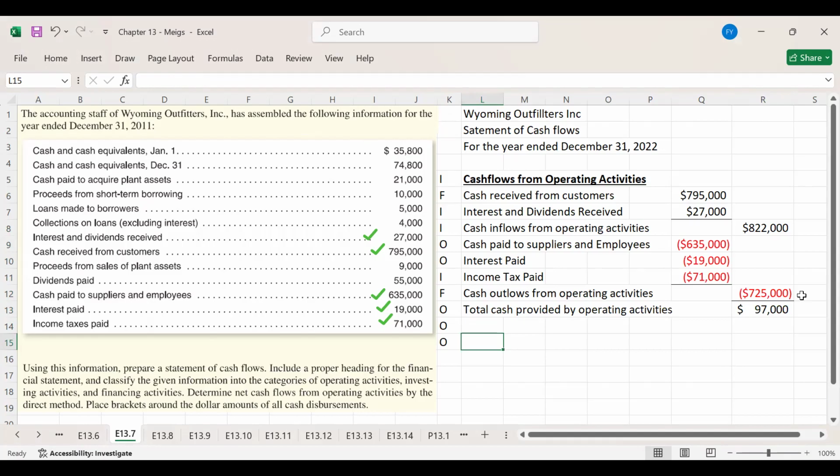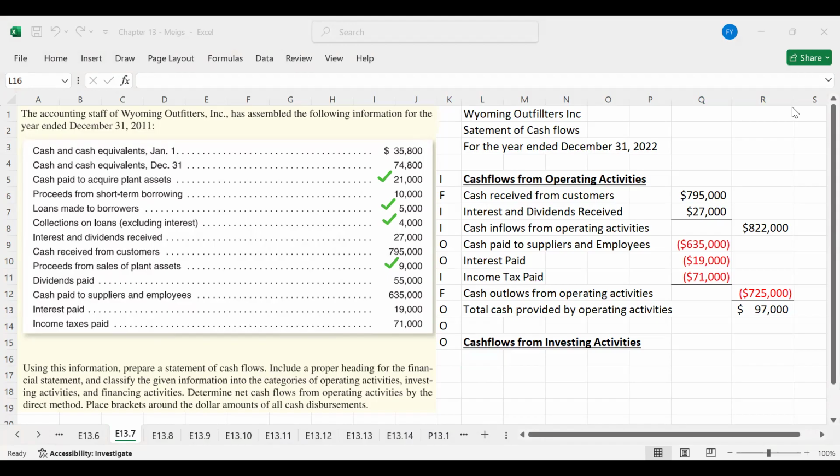Next, we are going to calculate cash flows from investing activities. Cash flows from investing activities include the cash paid to acquire plant assets. Loans made to borrowers or collections on loans are both part of investing activities. And then any proceeds from the sale of plant assets. So these four activities are investing activities.